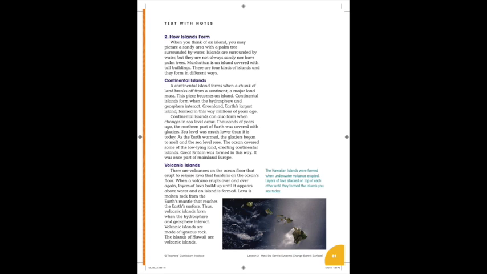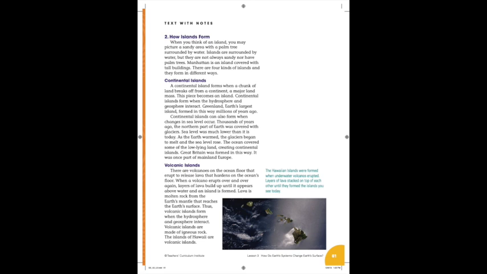Okay, the next kind of islands we're talking about are called volcanic islands. There are volcanoes on the ocean floor that erupt to release lava that hardens on the ocean's floor. When a volcano erupts over and over again, layers of lava build up until it appears above the water and an island is formed. Lava is molten rock, which means like melted rock, from the Earth's mantle that reaches the Earth's surface. Thus, volcanic islands form when the hydrosphere and geosphere interact. Volcanic islands are made of igneous rock.